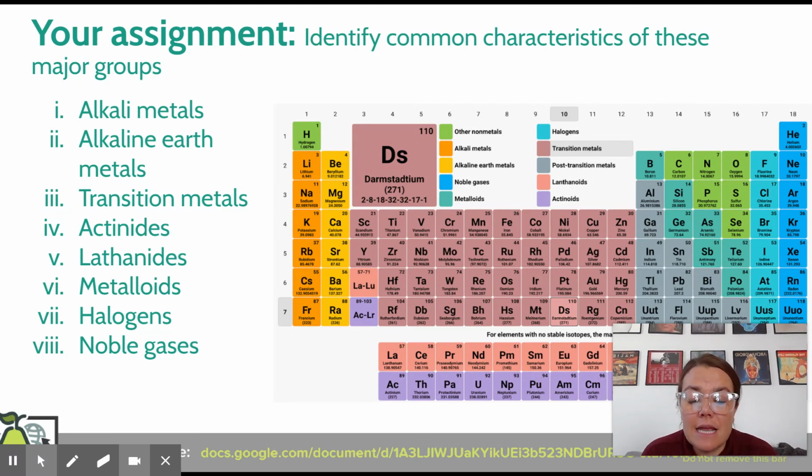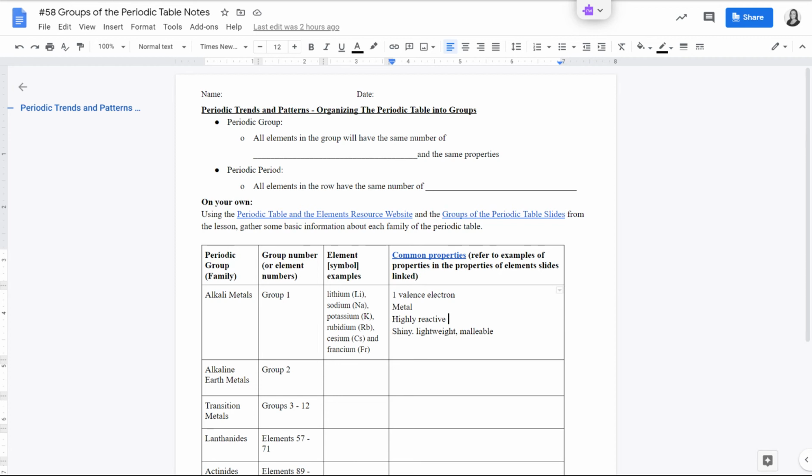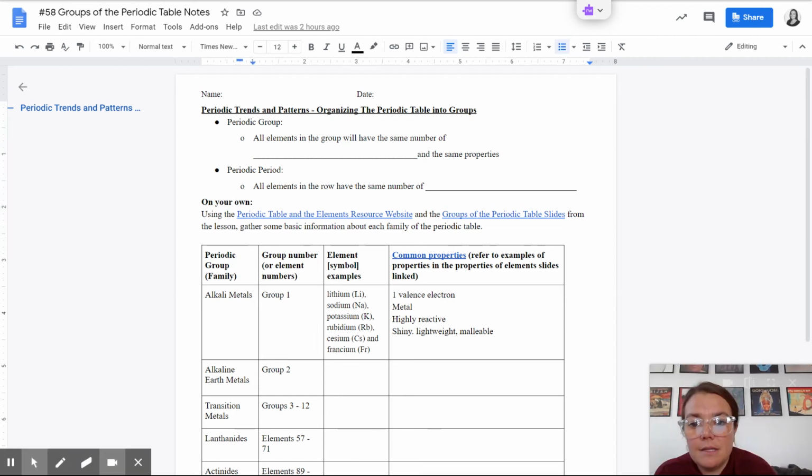All right, the assignment you are going to be doing today is identifying some common characteristics of the major families or groups of the periodic table. Each of you is going to be assigned your own document. You're going to start by telling me the periodic group: all elements in a group have the same number of valence electrons and properties. The periodic period: all elements in the row have the same number of shells.